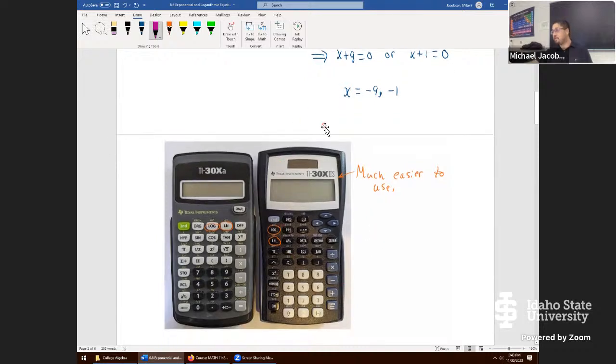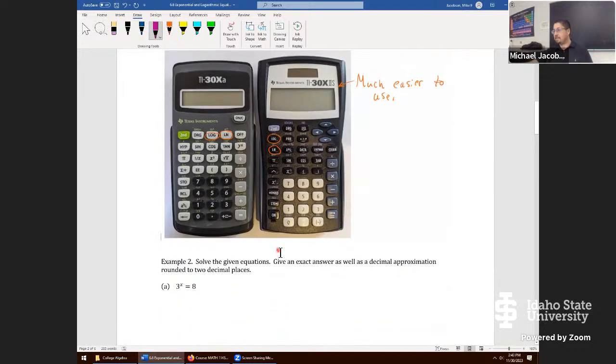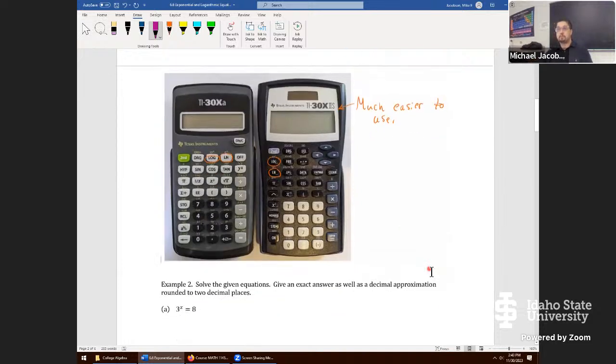So for your calculator, TI-30X2S is a good choice. If you like the TI-30XA, that's still a great choice as well. The buttons you're going to be wanting to work with are pretty much the natural log button, but no harm with log base 10 if you prefer that one as well. And here's our new set of equations. It says solve the equations, give an exact answer as well as an approximation, and we'll go for 2 decimal places of accuracy. Well, any questions, folks, before we try this new batch?